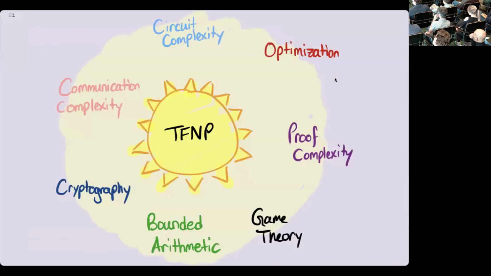So in particular, TFNP touches a lot of different areas in theoretical computer science that we should care about, right? Things like, we've already talked a little bit about game theory and optimization, but also obviously proof complexity, cryptography, circuit complexity, bounded arithmetic. These are all things that we in this room should care about. And so all these things are in the halo of this theory.